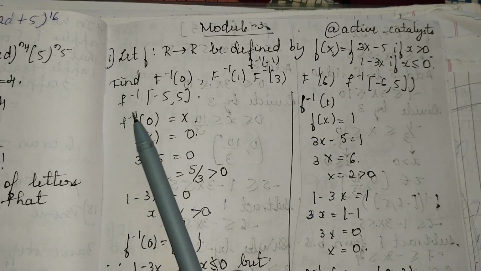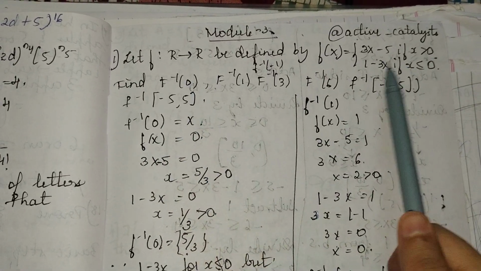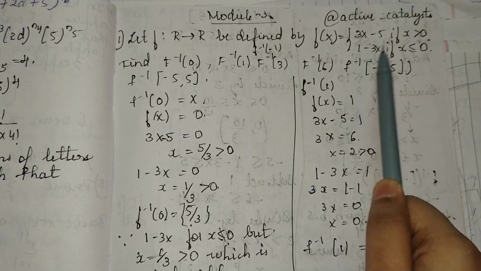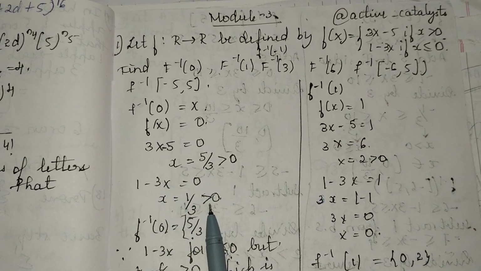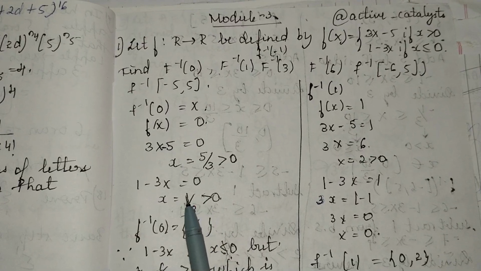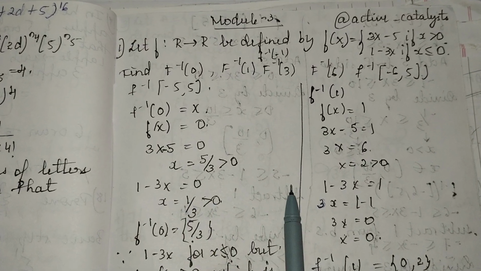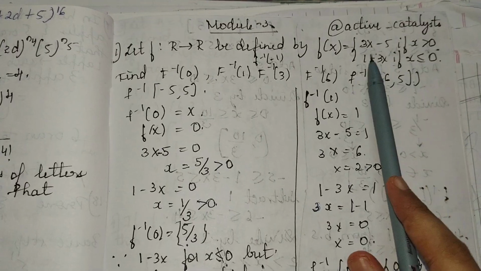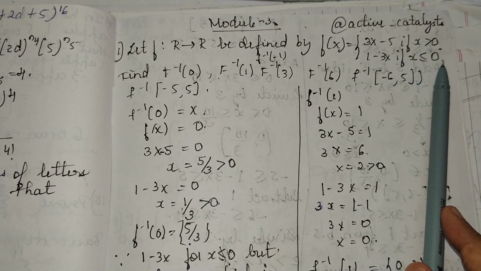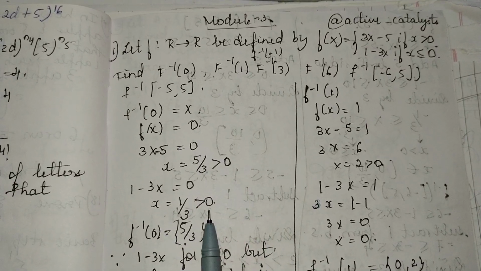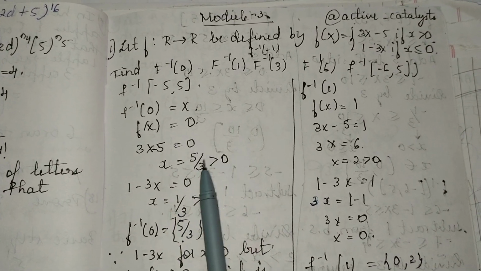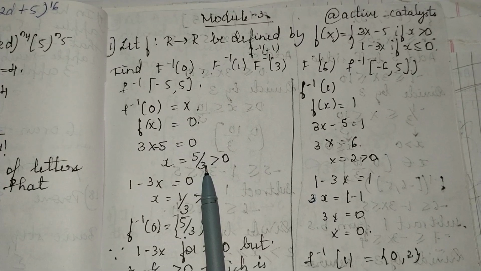Now similarly, for f inverse of 0 only, you consider the equation 1 minus 3x. When you compute this, you will get something like 1 by 3. But they have told that whatever answer you get should be less than or equal to 0, and you are getting an answer greater than 0. So we cannot consider 1 by 3. We will consider only 5 by 3.